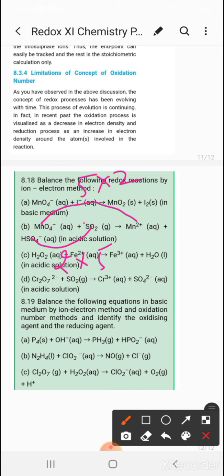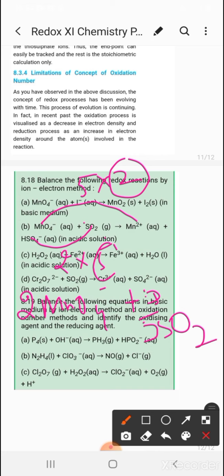So what you have to do, we have to multiply these factors by the corresponding species. Like MnO4 negative we have multiplied by 2, so write 2 in front of the MnO4 negative plus. Next is the SO2. When we multiply the sulfur compound with 5, then 5SO2. And next is again 2Mn2 positive plus, you can see it is 5HSO4 negative.